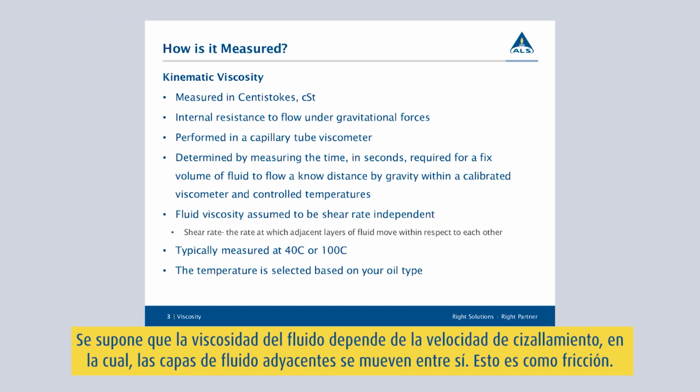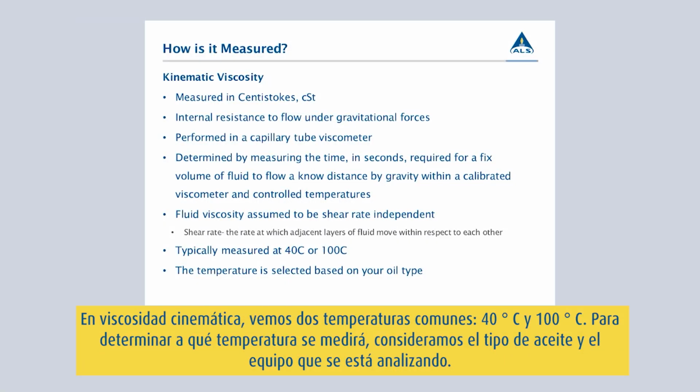So fluid viscosity is assumed to be shear rate dependent, and shear rate is the rate at which adjacent layers of fluid move with respect to each other. So that's kind of like friction. And with kinematic viscosity, the two common temperatures we see are 40 degrees C and 100 degrees C. Whether we measure at 40 or 100 is based on the oil type and the equipment that you're running.